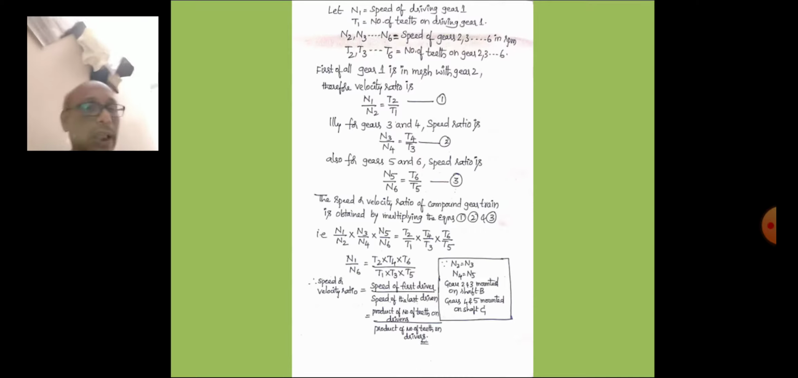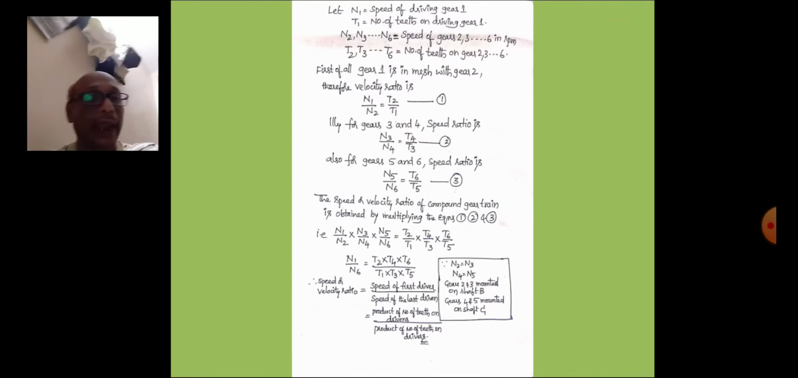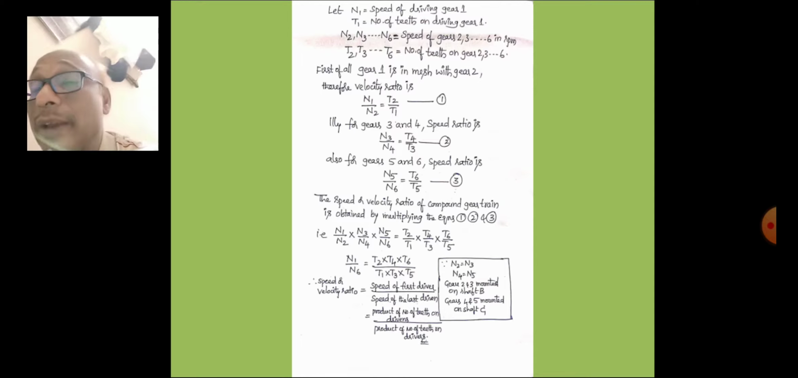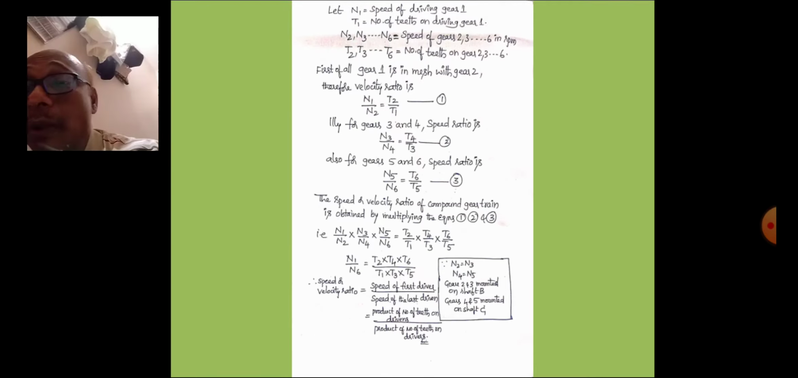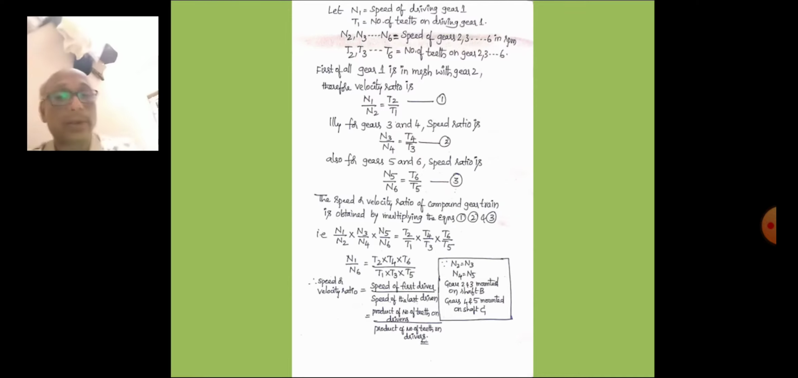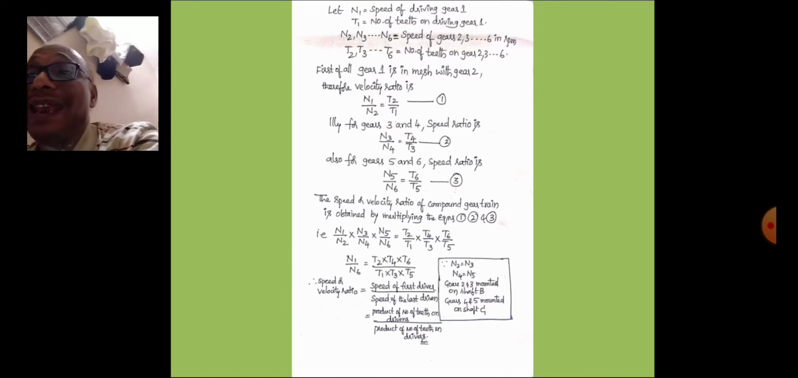Now, with this I can write in general the velocity ratio in case of a compound gear train. What is N1? It is the speed of gear 1. In the figure, what is gear 1 called? It is a driver. Therefore, the speed of the first driver by the speed of the last driven is equal to the product of the number of T's on the drivens by the product of the number of T's on the drivers. Because look at gear 1 is driving gear 2.